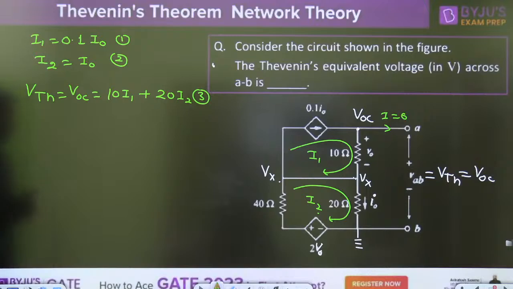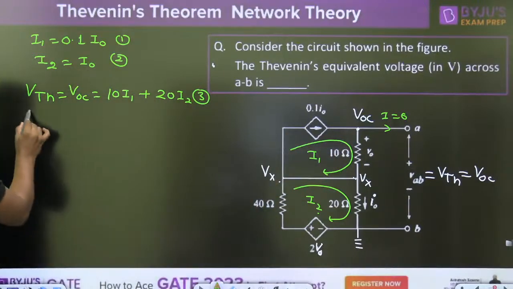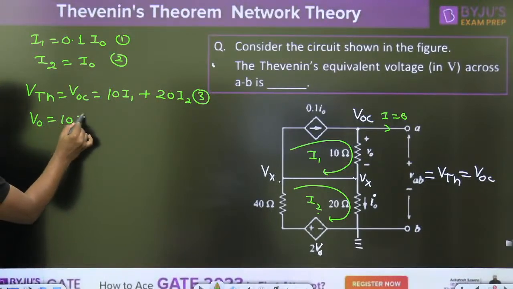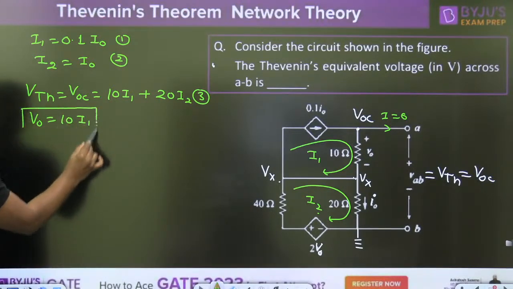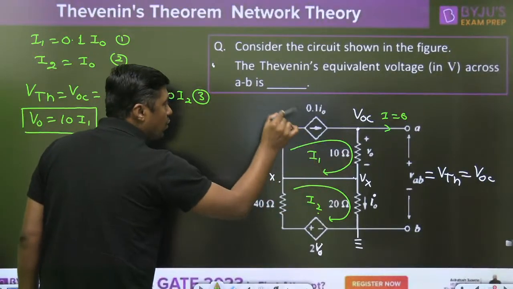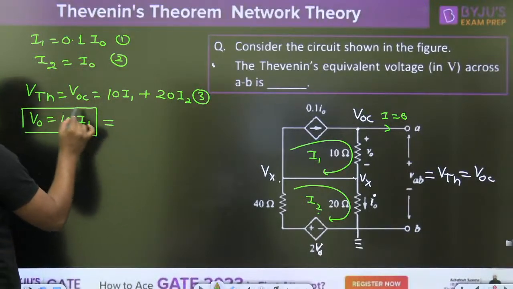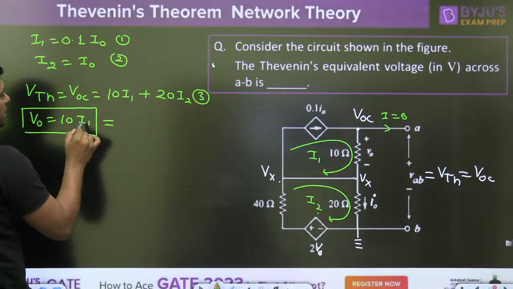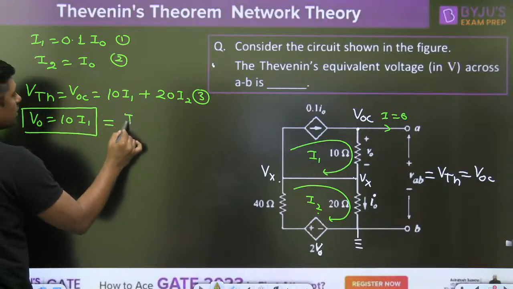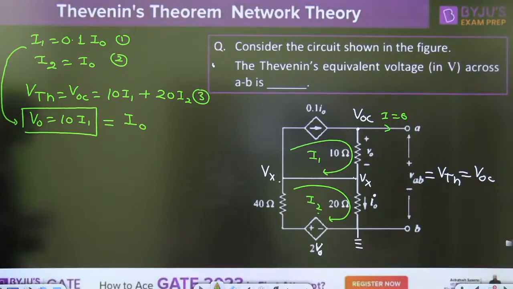Now from this you are going to get V naught is equal to 10 I1, and you have the idea that I1 is equal to 0.1 I naught. When I put 0.1 I naught here, it will become I naught. Already we have this equation from the previous question.